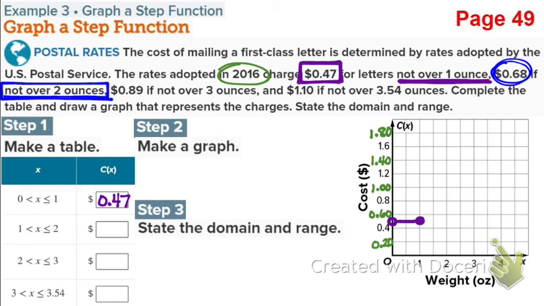Where does that go on my table? Where does that go in my table? Which one of these says that it's not over 2 ounces? Second one down right here, 68 cents. How do I put that on my graph? 68 cents is really close to what? 70 cents.